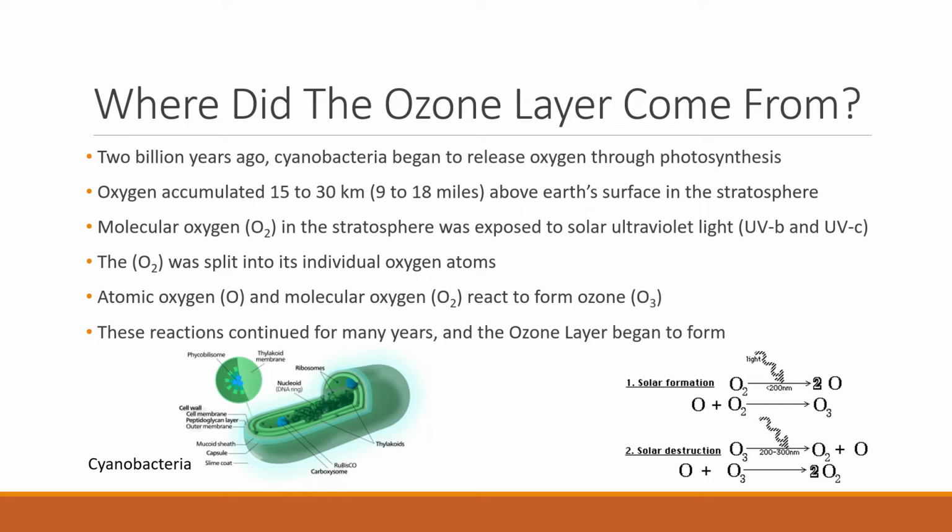That's where it all started to accumulate, and that molecular oxygen, that O2 that accumulated in the stratosphere, was exposed to high amounts of solar ultraviolet radiation, also called UV light, UV radiation from the sun. This interaction between the molecular oxygen and the light started to split it into its two individual oxygen atoms. As a result, this atomic oxygen was now able to react with the molecular oxygen in the atmosphere and form O3, also known as ozone. This reaction allowed ozone to constantly build up in the stratosphere, and eventually the ozone layer as we know it started to form.